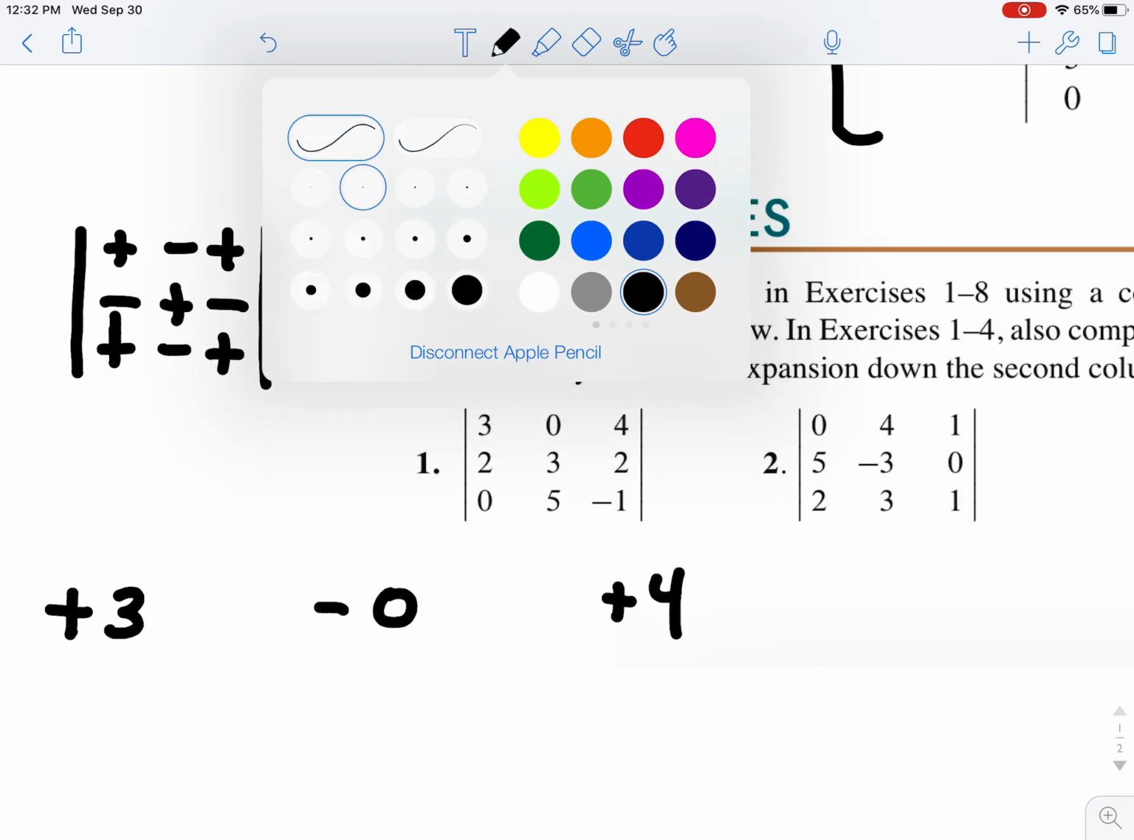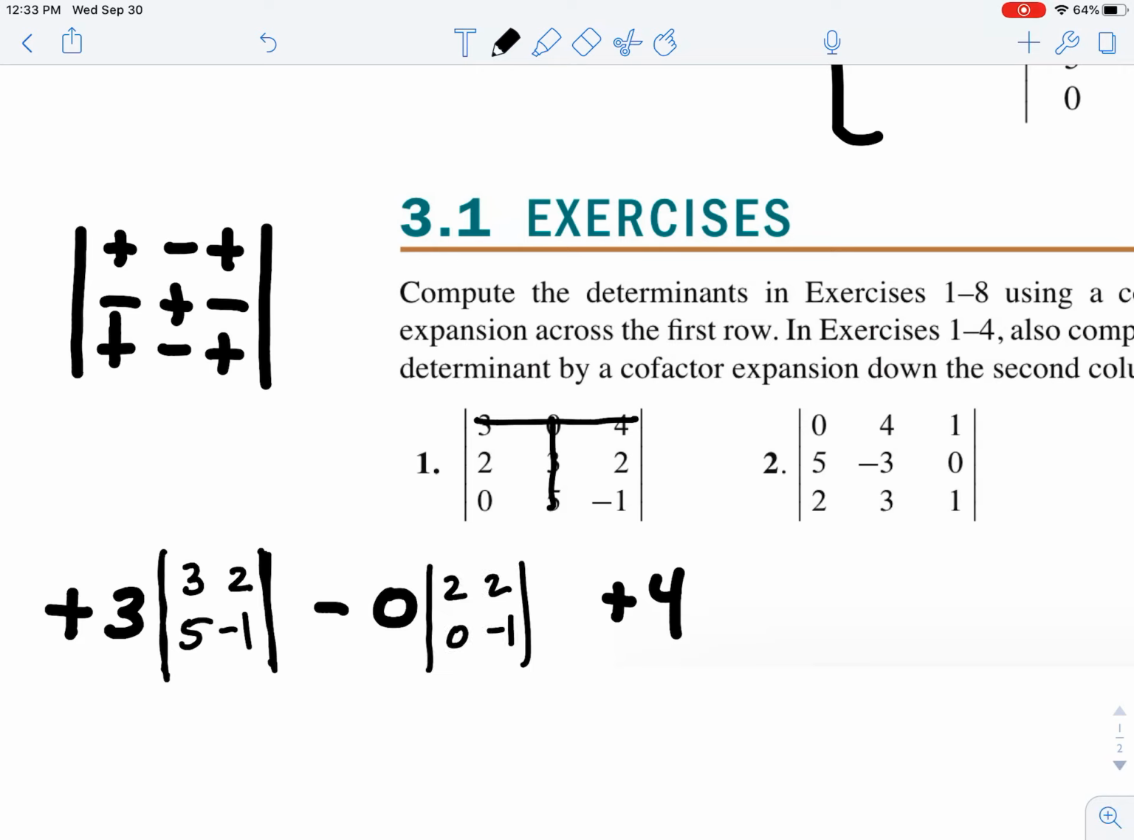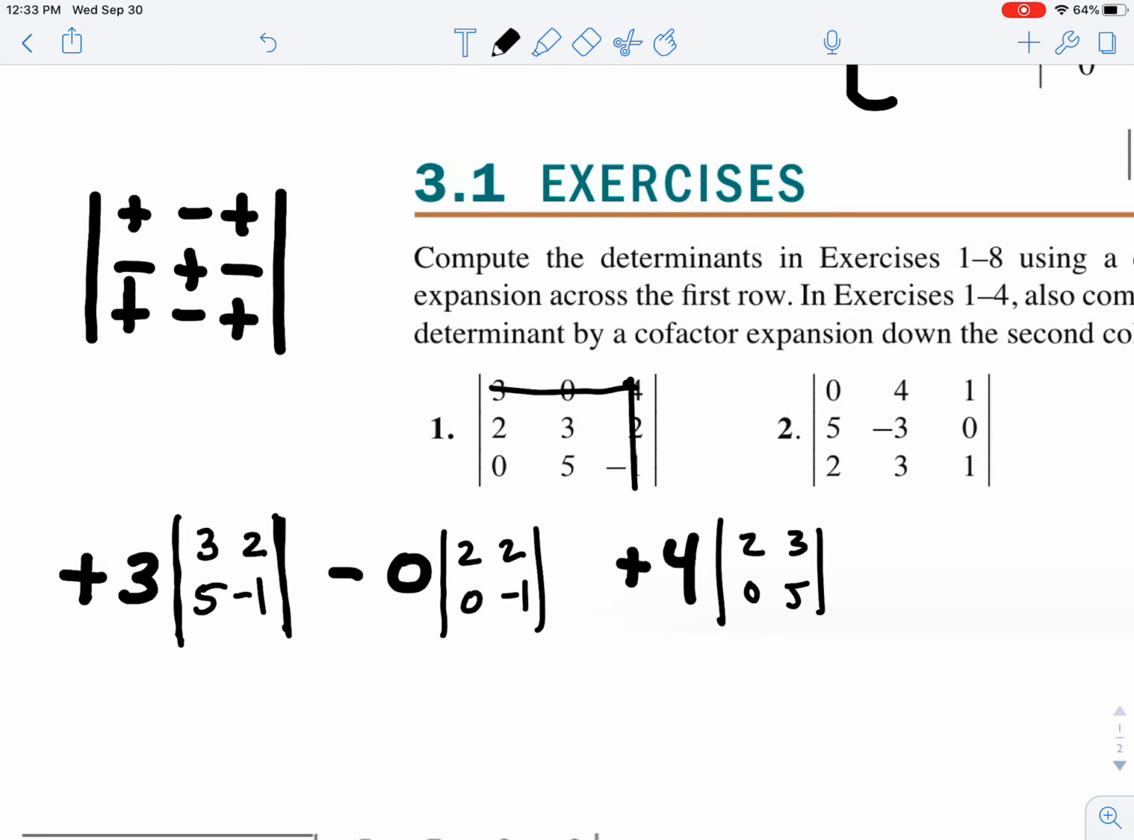Then next to each entry, so associated to this 3, I'm going to look at what happens if I delete the row and column coming from 3. I'm just going to write those numbers down here. Instead of using parentheses or braces, I'm going to use vertical bars, which means take the determinant. Now I'm going to do the same thing under the 0. I'm going to remove that row and column, and write what's left. So I have a 2, a 0, and a -1. And now I'm going to do the same with the 4. I remove that, and I get 2, 3, 0, 5.